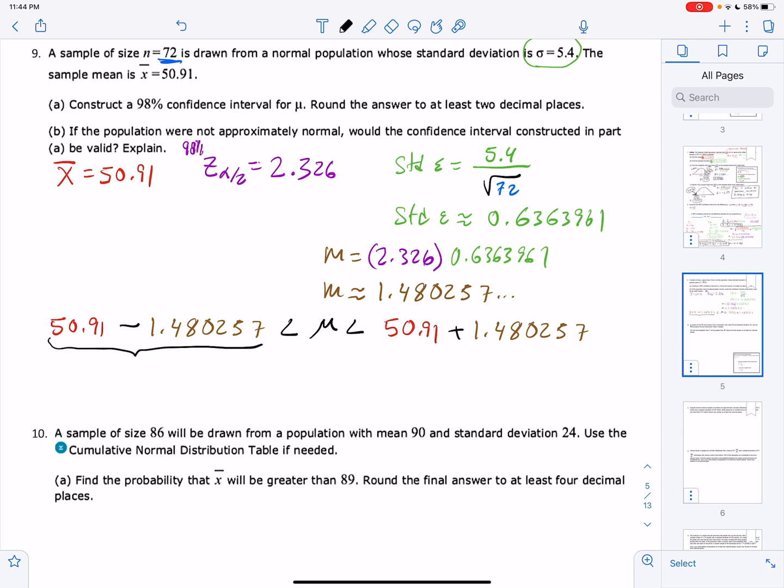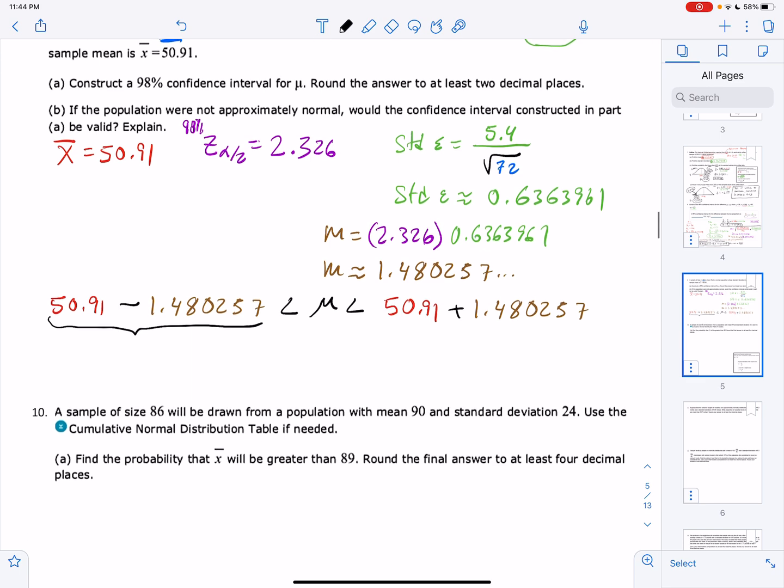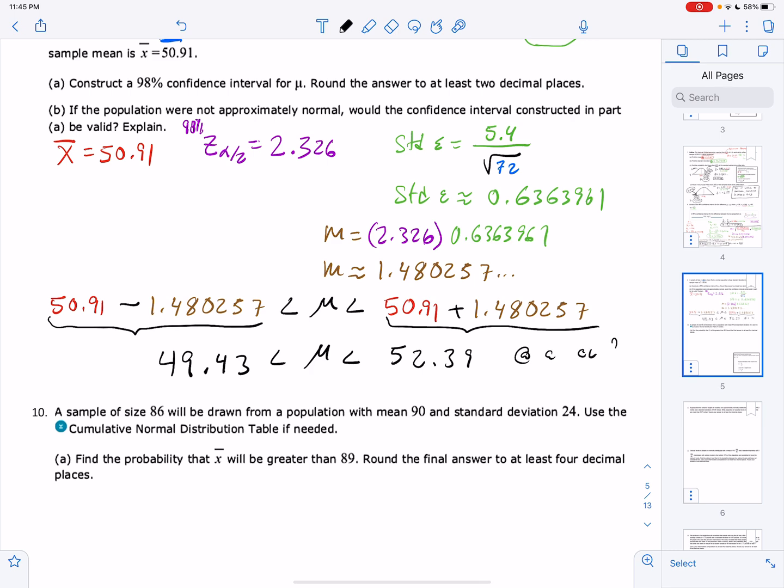So let's go ahead and calculate it. We're going to round this to, it says at least 2 decimal places, and that's going to give us approximately 49.43. And our upper bound or limit, or however you want to call that, is going to be approximately 52.39. This is at a confidence level of 98%. And there we go.